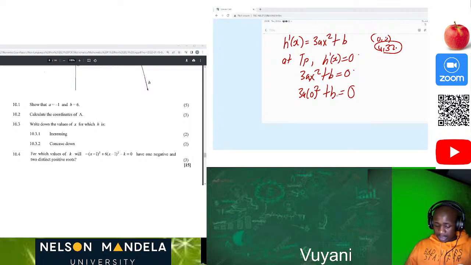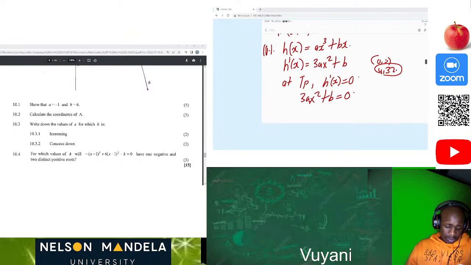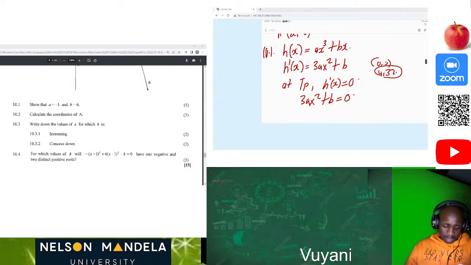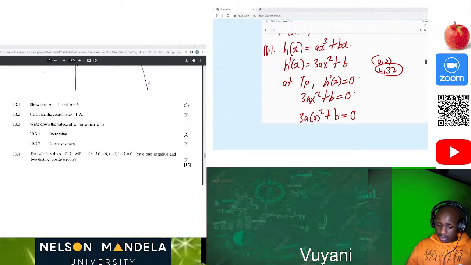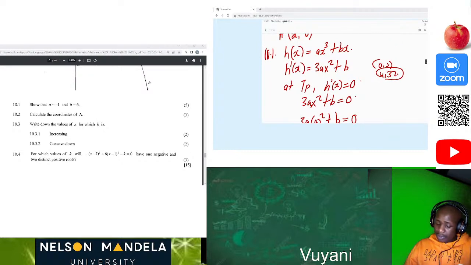Okay, let me just check something. Let's start with 4 first, maybe it will make more sense. If x is equal to 4, it's going to be 3a times 4 squared plus b is equal to 0. Let's check, is it bx? Oh, it's bx squared. Sorry for that, guys. So it's going to be bx as well here.